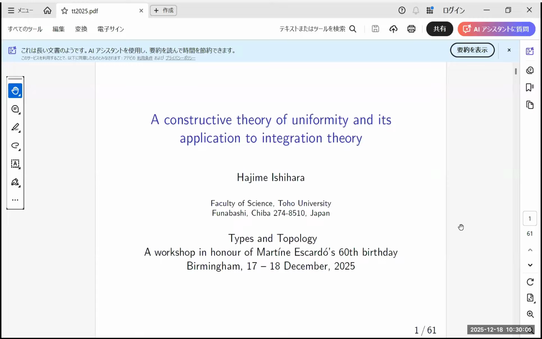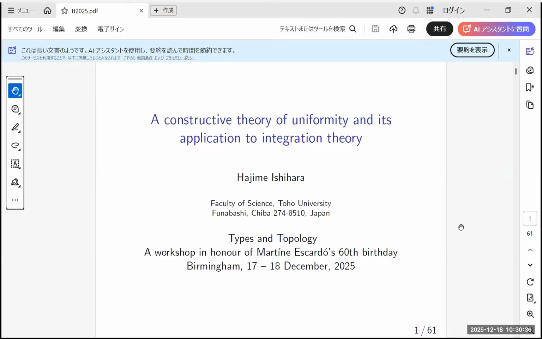First of all, Martin, welcome to the 60s. And I'm going to talk on constructive theory of uniformity and its application to integration theory, which I promised Martin, I think at Dagstuhl, January last year, almost 2 years ago. Okay, so it is a little bit tight.